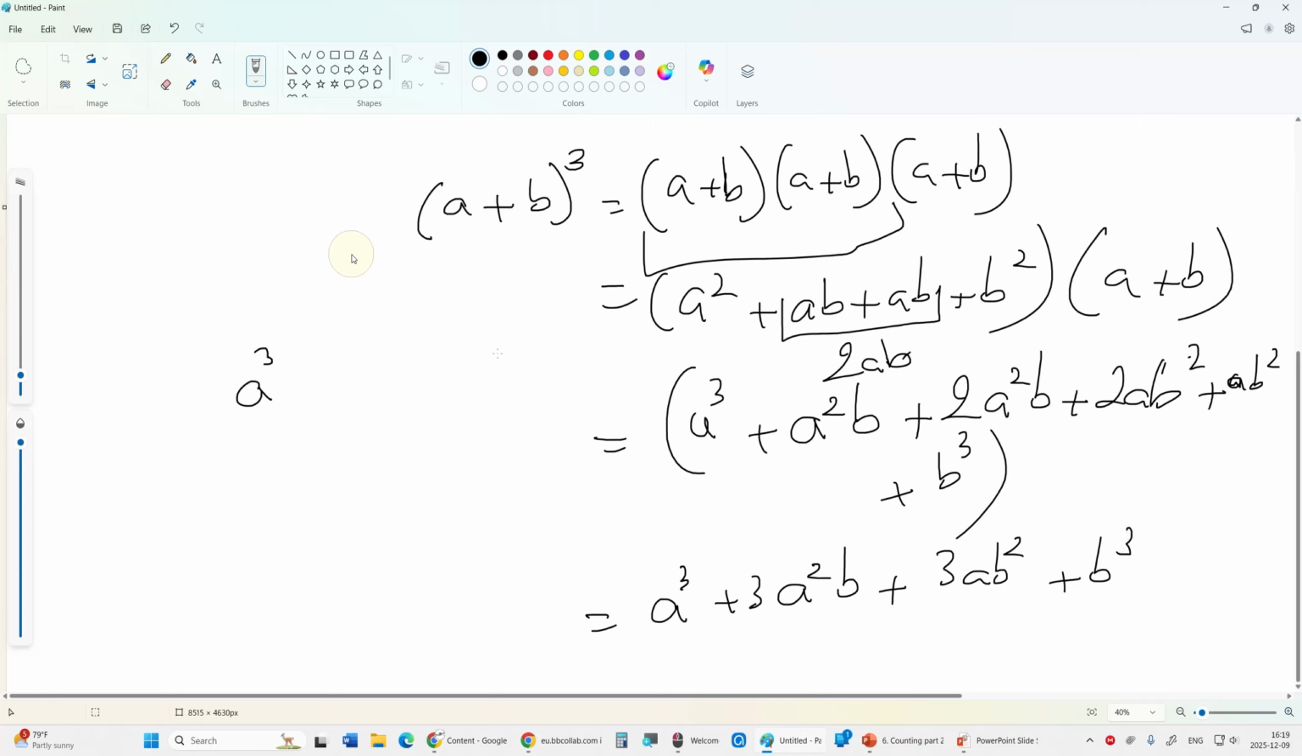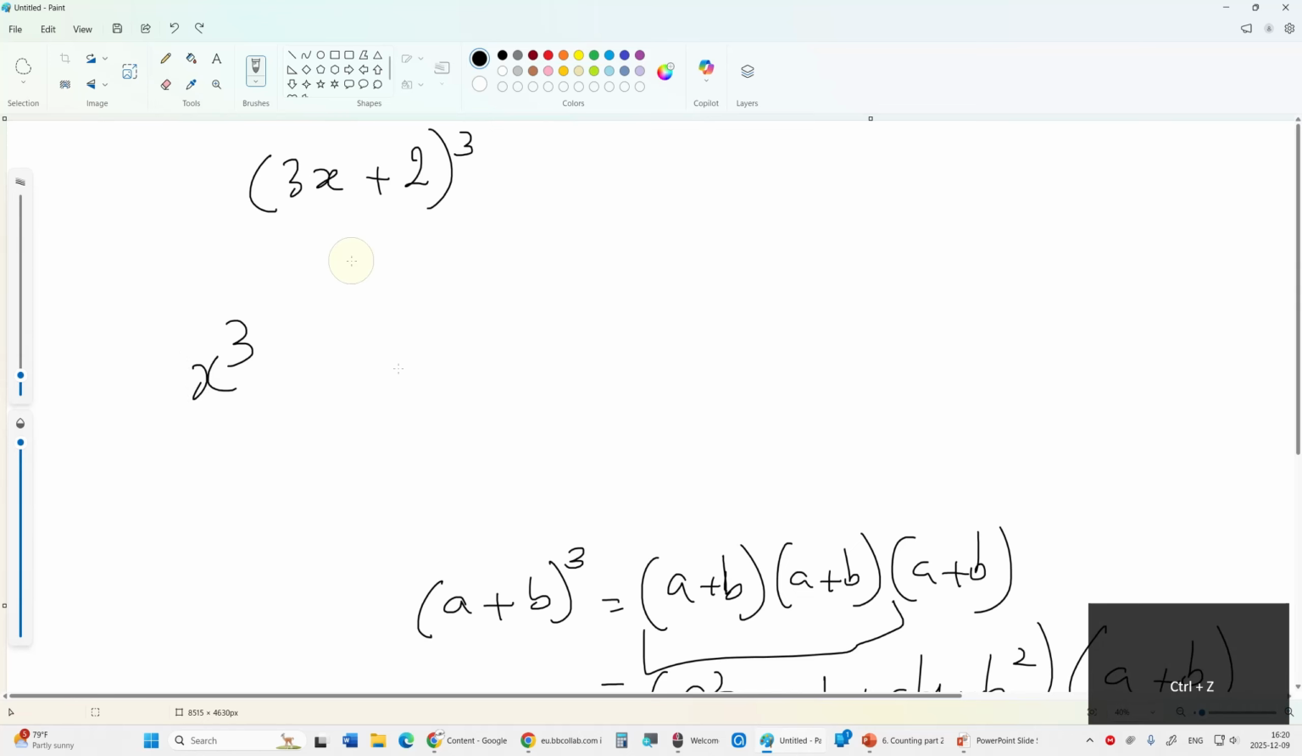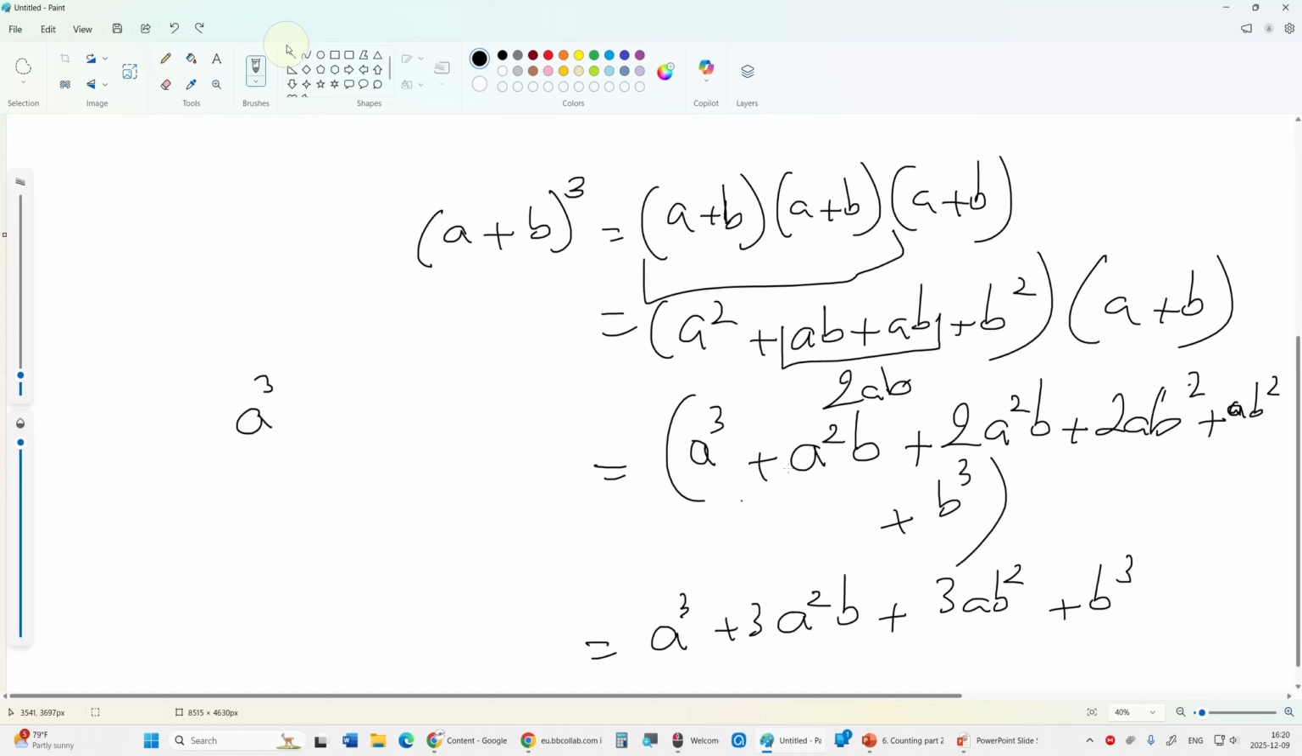The problem is, if I'm asking you what is the coefficient of a cube, it's going to be 1, which is great. But what is 3x plus 2 cube? My question is, what is the coefficient of x cube? Coefficient means the number that is going to be multiplied by x cube. So for example, here, the coefficient of a square b is going to be 3.